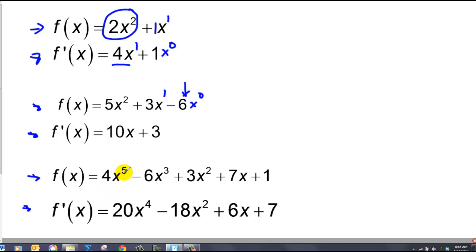Likewise on this last one, 5 times 4 is 20. Subtract 1 from the power. 6 times 3 is negative 18. Subtract 1 from the power, etc., etc. The derivative of a constant is 0, so that goes away.